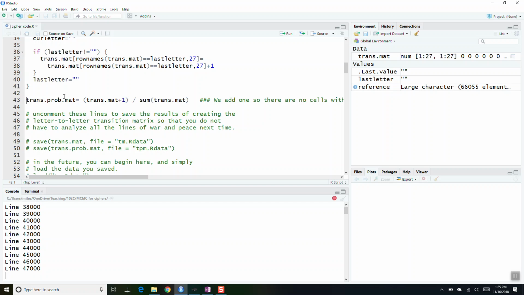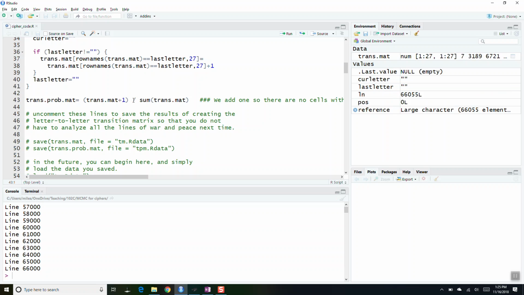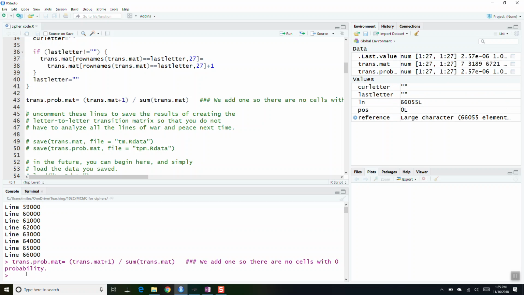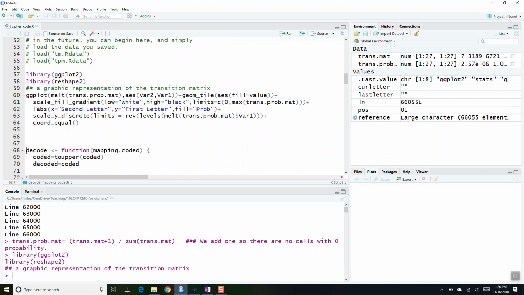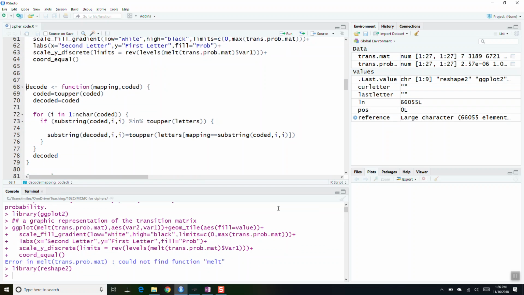But having a 0 in the matrix can cause a problem, because it is possible that somebody wanted to send a message where Q was followed by J. And so we don't want to say the probability of that is 0. So we're just going to go ahead and add 1 to every single one of these values, okay? And then we're going to divide by the sum of the matrix. So anyway, we get this, and I'm going to go ahead and plot this out so you guys can see this 27 by 27 matrix.